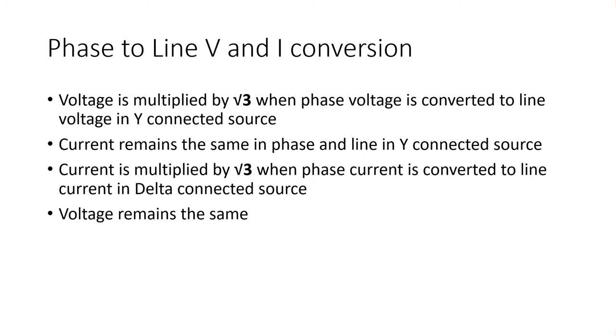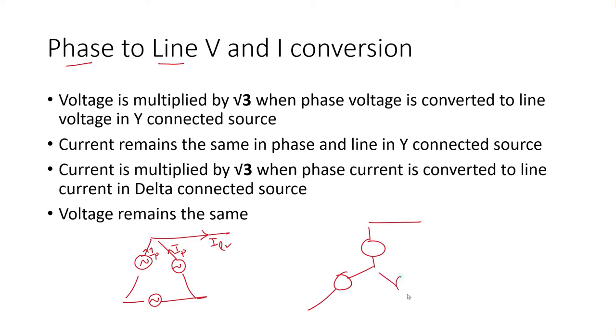The first thing I had to discuss with you was the phase to line voltage and current conversion. So phase to line means that we will have, let's say, star and delta connected sources, and we will convert the current in the phase to the current in the line. So this will be IP and this will be IL. After that we will have the same thing for star.